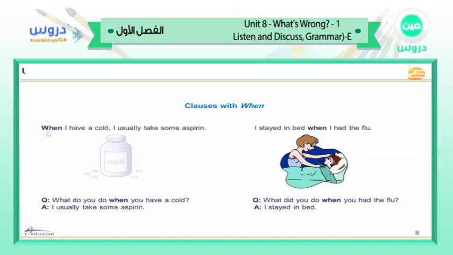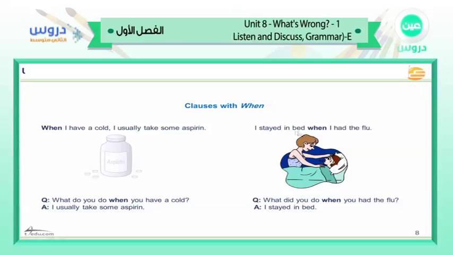So sometimes we can start with when. Sometimes we can put when in the middle of the sentence. So if you start with when, you have to put a comma after the when clause. But when you put it in the middle, no comma. We can use it also with questions. Let's take an example. What do you do when you have a cold? I usually take some aspirin. It's just the same sentence, but we made it into a question and an answer.